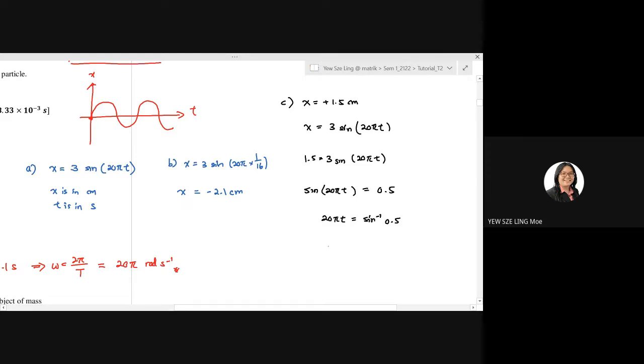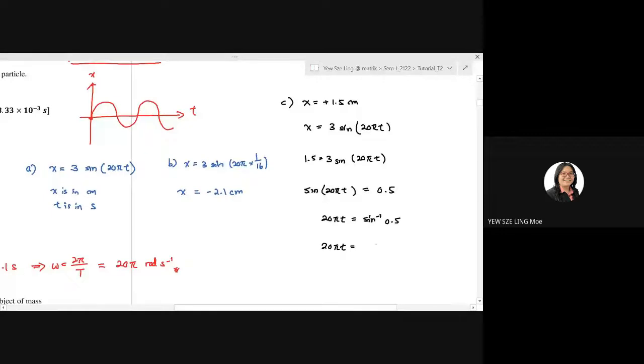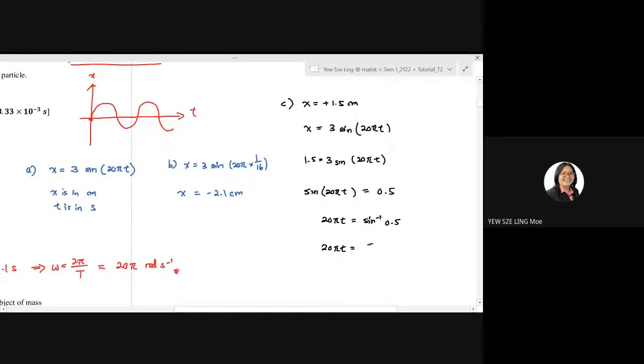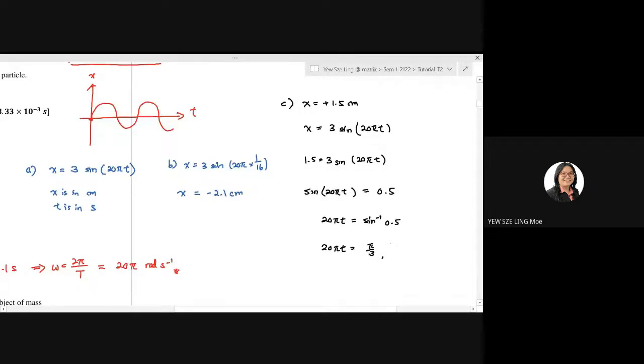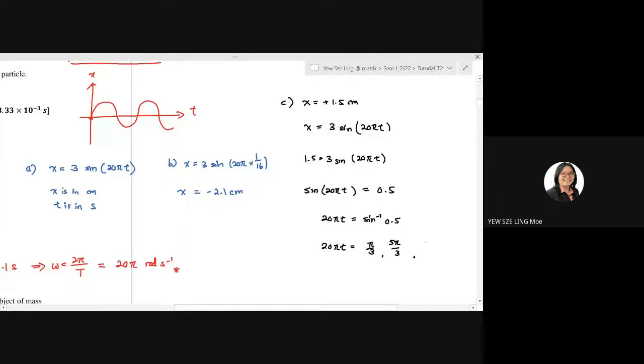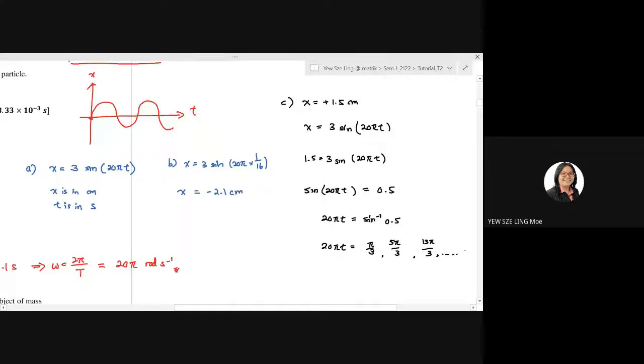Okay, so 20 pi t is then equals to pi over 3, that is the first value where you're going to obtain 1.5 cm. And then the second value, 5 pi over 3. The third value, 13 pi over 3. And then it keeps going on.